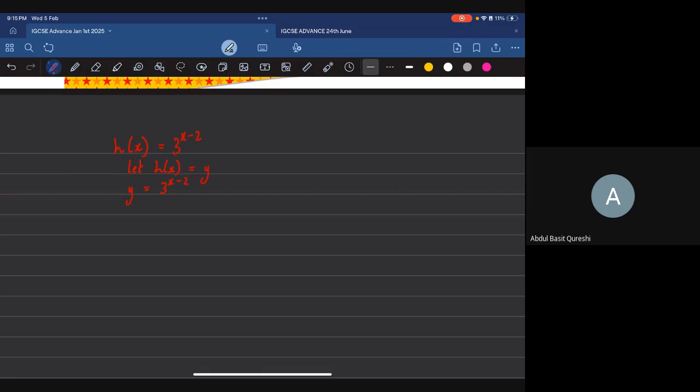Yes. Now, Basit, have you calculated the inverse of this? Yeah, sir, but x is in power form, so I don't know what to do next. Basit, you can simply take log on both sides. Sir, what is log? Okay, that's one issue as well. You don't know what log is.